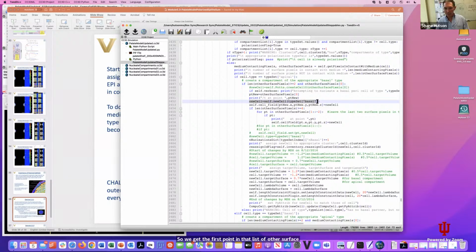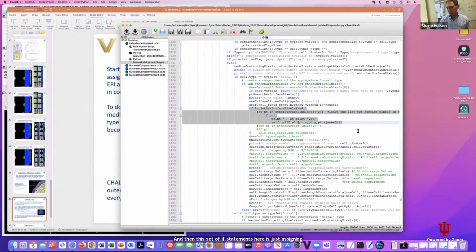And here's the steps. So we make a new cell, as easy as self.newCell there. And we tell it what type we want that new cell to be. It's one of our basal types. Once we've created that new cell, then we assign one of the lattice sites to be of that cell, right? Self.cell field, and that list of X, Y, and Z becomes new cell, right? It's assigned to that one. And then this set of if statements here is just assigning a few more pixels from that boundary to the new cell. So we're going to nucleate it at multiple points along there, give it some initial volume.